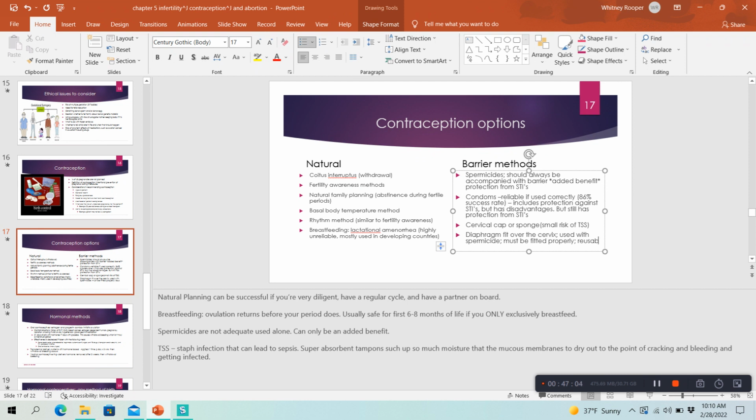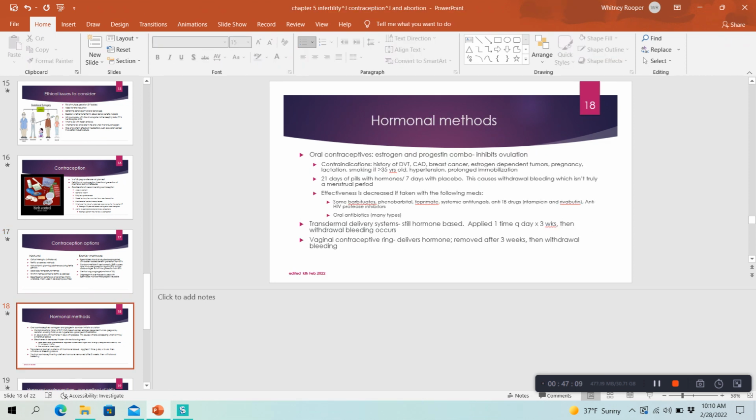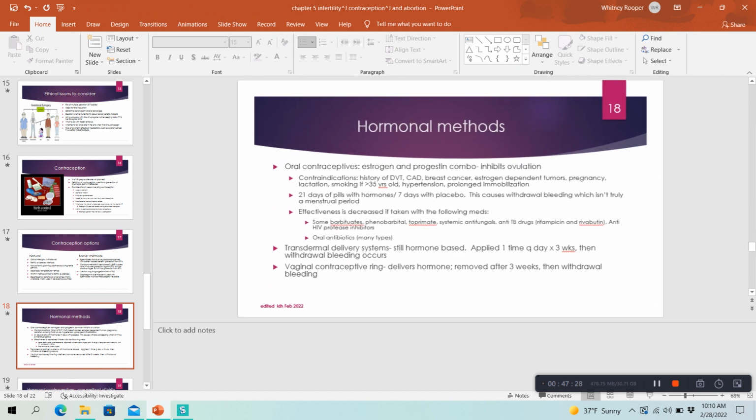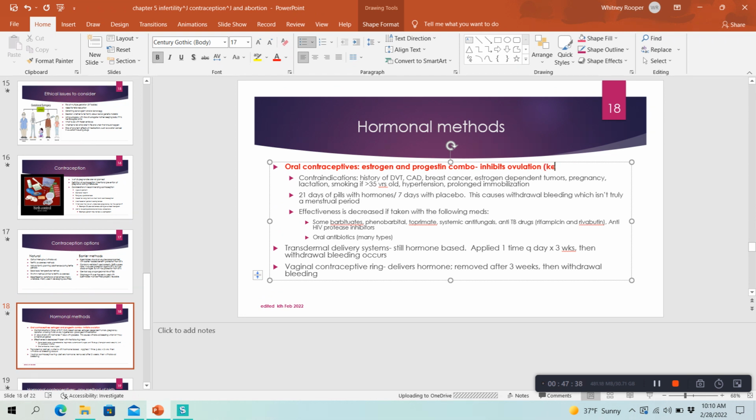Okay. The next thing we're going to talk about is hormonal methods. Hormonal methods, oral contraceptives, are the ones we think about the most, the pill. What happens with hormonal methods of contraception is it inhibits ovulation. You need to know that. All hormonal methods of birth control inhibit ovulation, suppress ovulation, stop ovulation. So how do you not get pregnant using hormonal birth control? You don't ovulate. It keeps you from releasing an egg. So that's how it works.